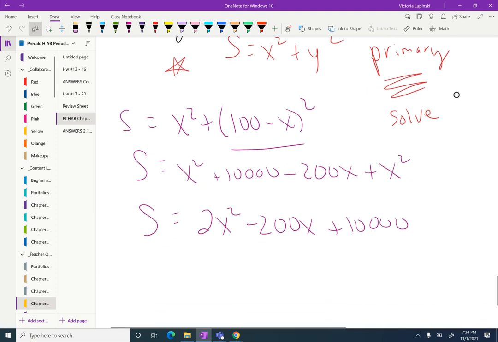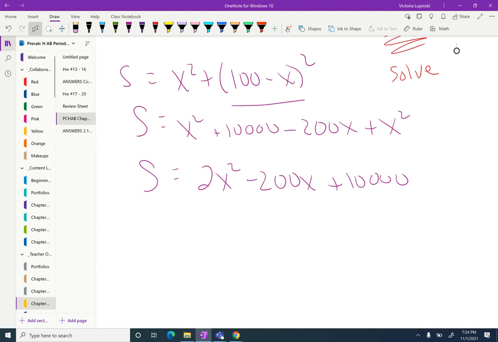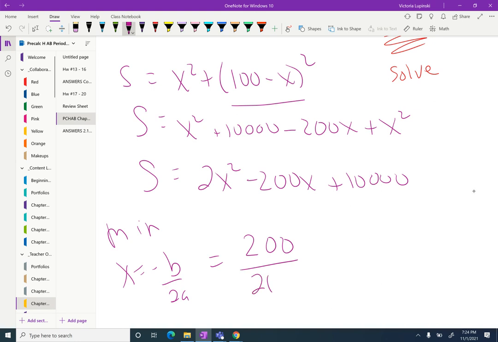Okay. And so then again, if you're trying to, in this case, minimize, you know that it's still the vertex, negative b over 2a. So in this case, it would be 200 over 2 times 2, which would be 200 over 4. Going back to what Zach asked, can you do 200 divided by 4 without a calculator? And if so, what is it? Should be 50.